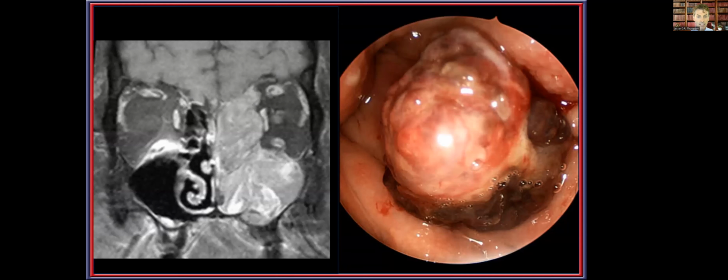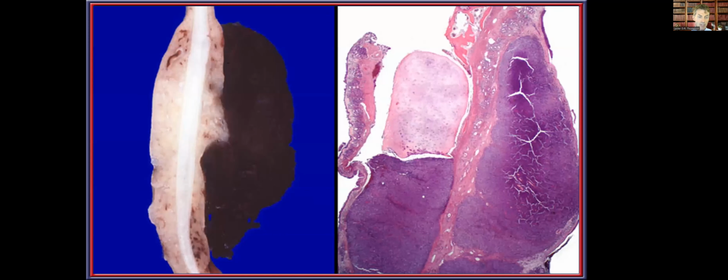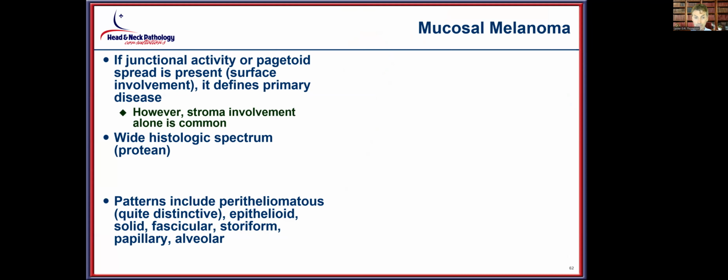So the radiographic finding, again, a large destructive mass, polypoid lesion coming off the nasal septum in this case, and when you look at the septum, it's a very, very darkly pigmented tumor, so that would help with the interpretation. And you can see on the gross it actually has destroyed into the cartilage and the bone as a neoplastic lesion. So if junctional activity is present or there's pagetoid spread present, it certainly helps to define a primary tumor, but just be aware that that is not always seen. And of course, there can be surface ulceration or erosion, and that would remove that particular interpretation.